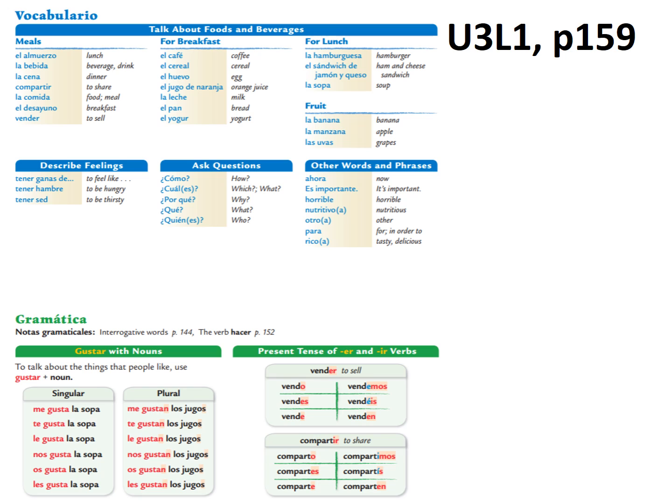Unidad 3, lección 1, página 159. Unit 3, lesson 1, page 159. Vocabulario, talk about foods and beverages. Meals, el almuerzo, lunch. La bebida, beverage or drink. La cena, dinner. Compartir means to share. La comida, food or meal. El desayuno, breakfast. Vender means to sell.